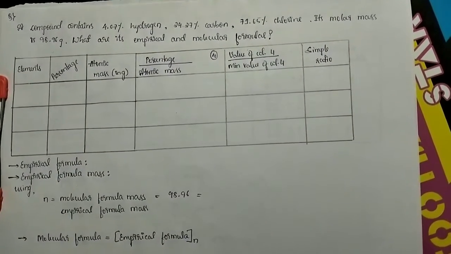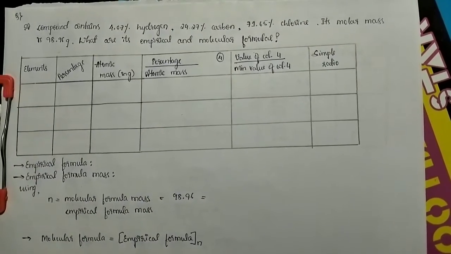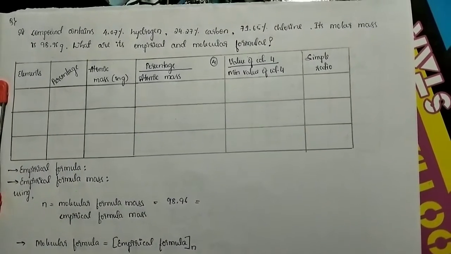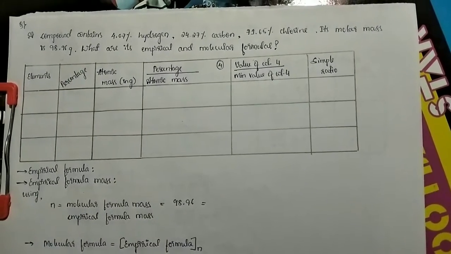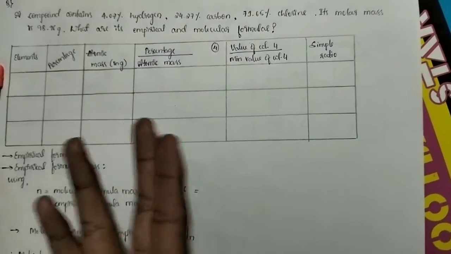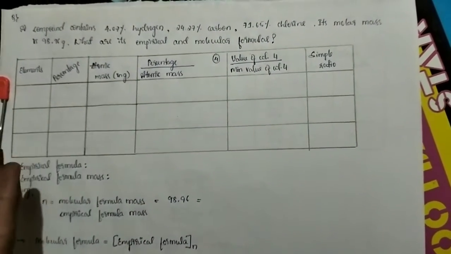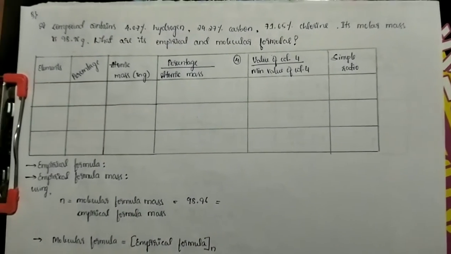Today we are going to see an important concept for class 11. This is a topic based on empirical and molecular formulae. So we are going to use the relations of percentages of the elements given and the molar mass of the compound given and find out the empirical and molecular formulae.